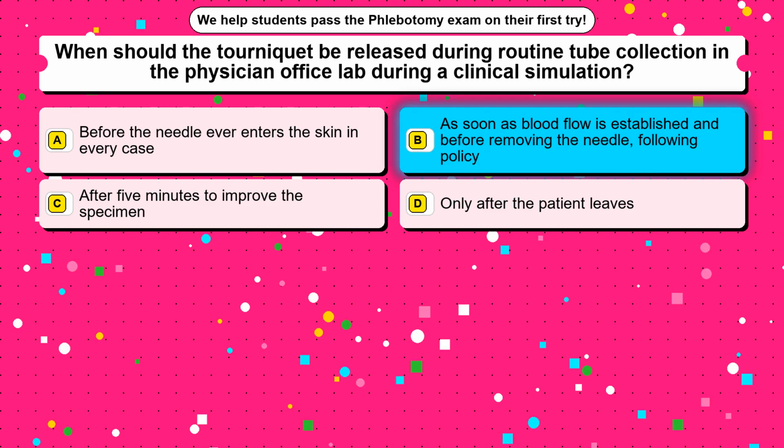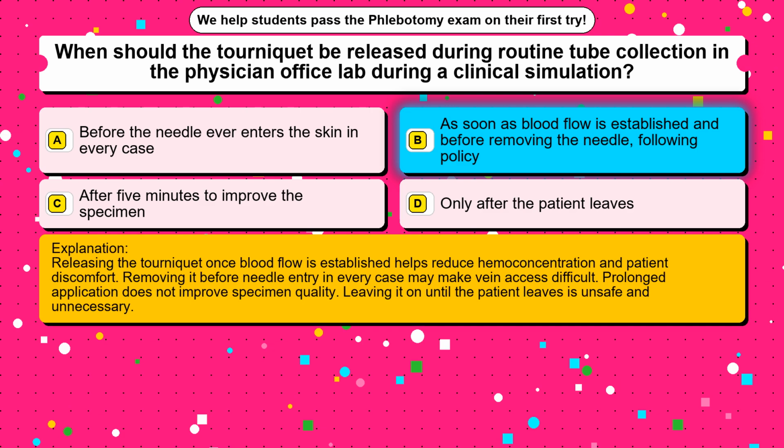The correct answer is option B. As soon as blood flow is established and before removing the needle, following policy. Releasing the tourniquet once blood flow is established helps reduce hemoconcentration and patient discomfort. Removing it before needle entry in every case may make vein access difficult. Prolonged application does not improve specimen quality. Leaving it on until the patient leaves is unsafe and unnecessary.